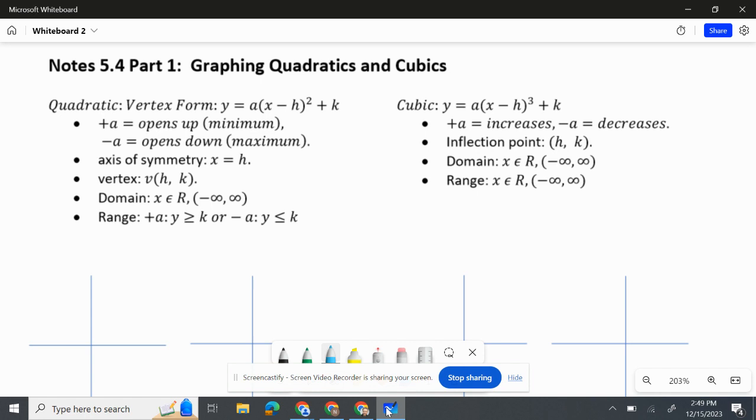What I want to do is go over just the quick way of giving a nice sketch for graphing a quadratic or a cubic. The main thing that we need to get out of each one is the vertex, and for the cubic this is called an inflection point. It's kind of like the center point of the graph. It's our HK value. After we find our HK value, we're going to use our A value, kind of similar to a slope, and that's going to help us graph these.